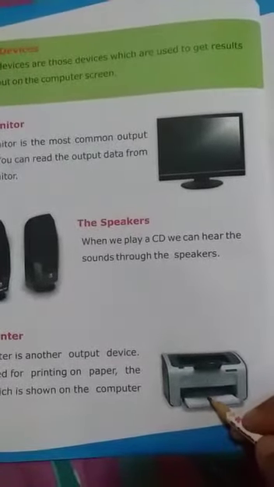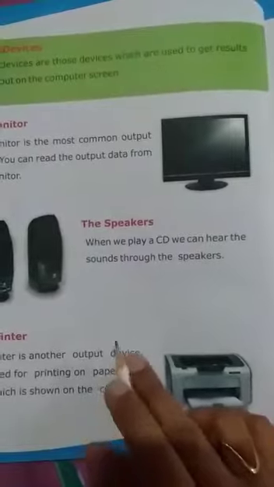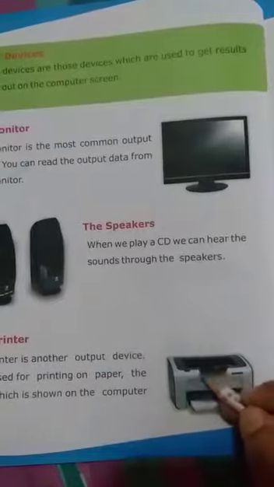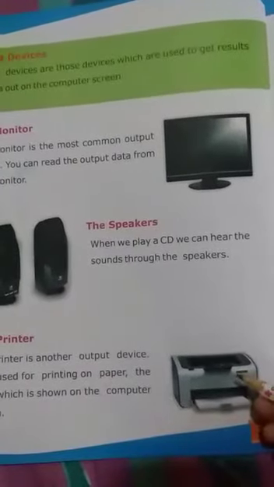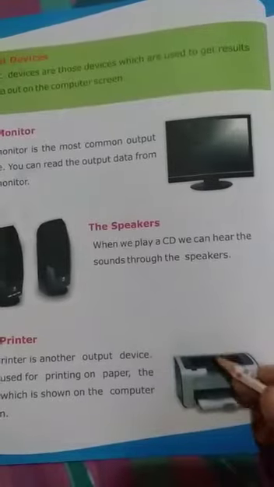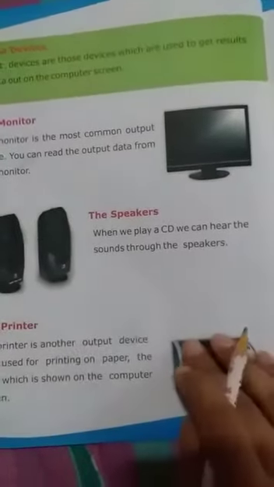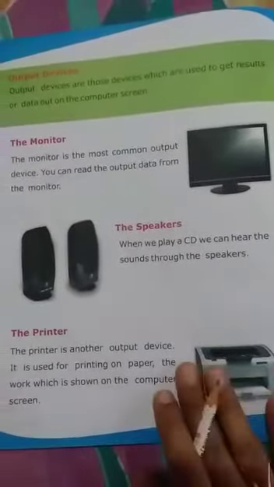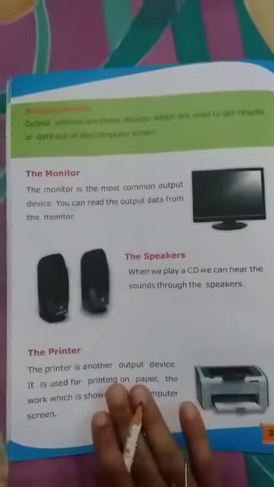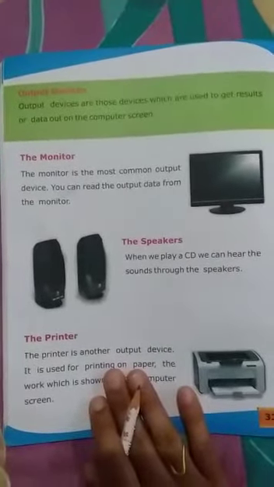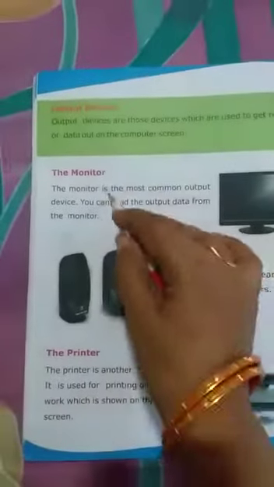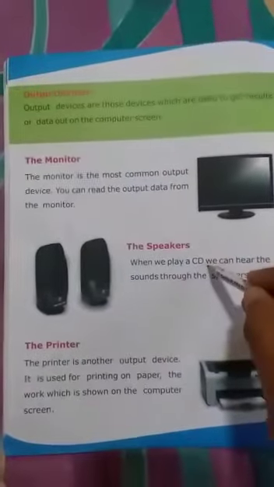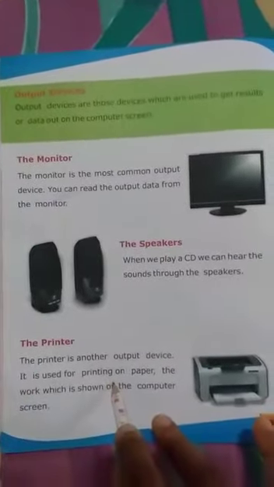Here papers have been put, and from the computer, if we select the page that we want to take a printout of and give the print command, this printer will take a printout of that page. So from the computer the printout is taken on paper, so this gives us the output. As this is giving us the output, it is also known as an output device. Okay children, here we are studying only three output devices. What are those? The monitor, speakers and the printer.